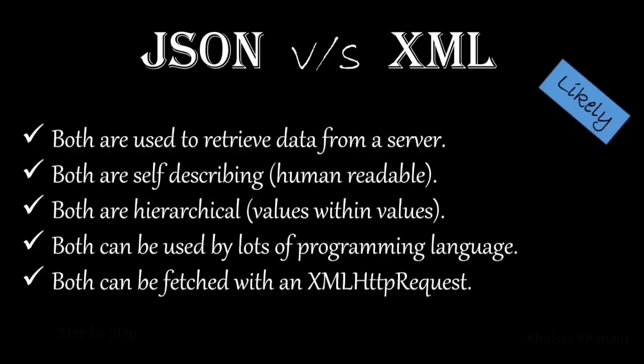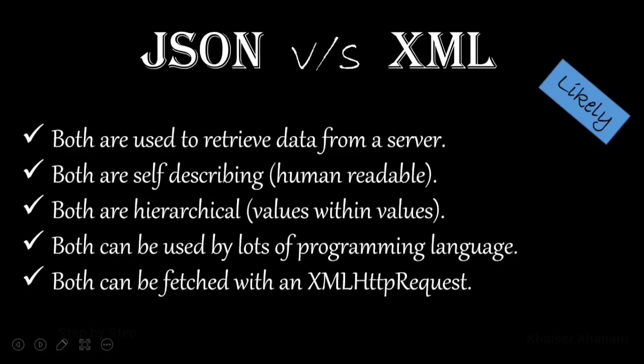XML is a simple text based format, and JSON is also a simple text based format. But before, all the websites were using XML to transfer data, but now most websites use JSON to send or receive data from the server. These are some of the common things present in both JSON and XML. Both are used to retrieve data from a server. Both are self-describing, and both are human readable.